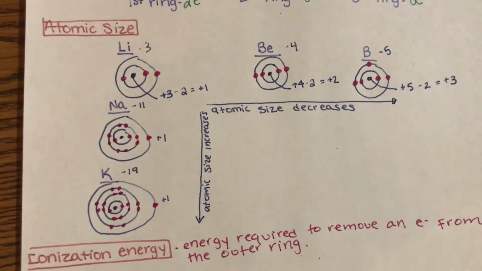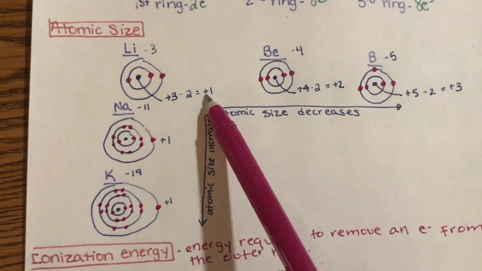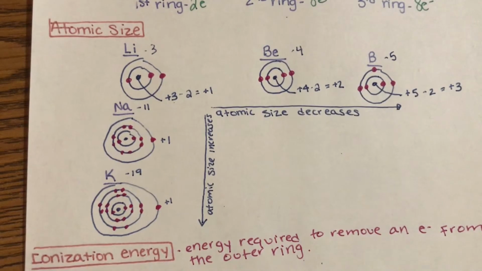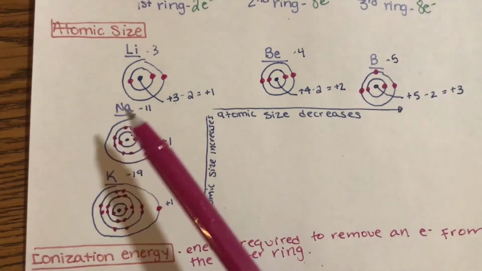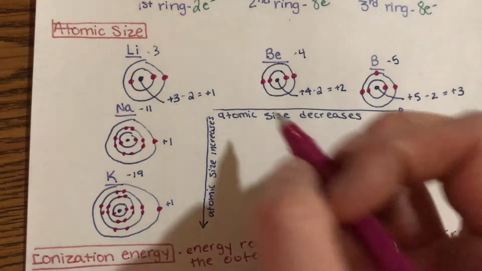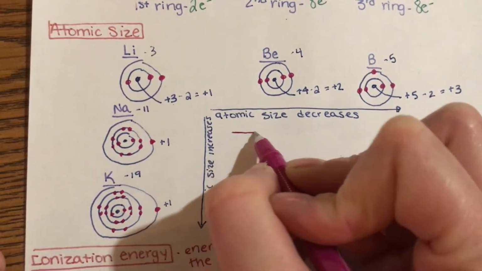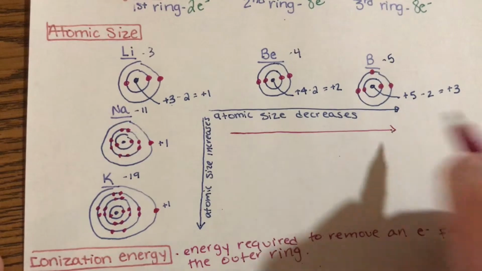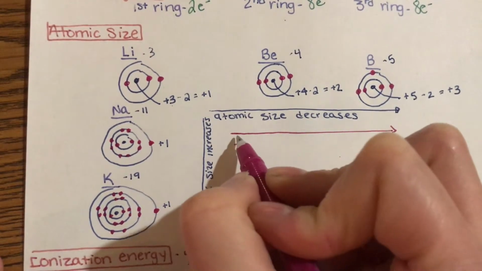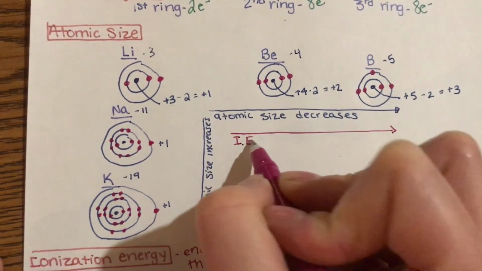So we have a trend going across and down the periodic table for this one. As I go across, there is more charge from the nucleus on those outer electrons. So that means there is a stronger pull between the nucleus and the outer electrons, and it's harder to remove them. So as I move across this way, I'm going to use IE for ionization energy. My ionization energy increases.